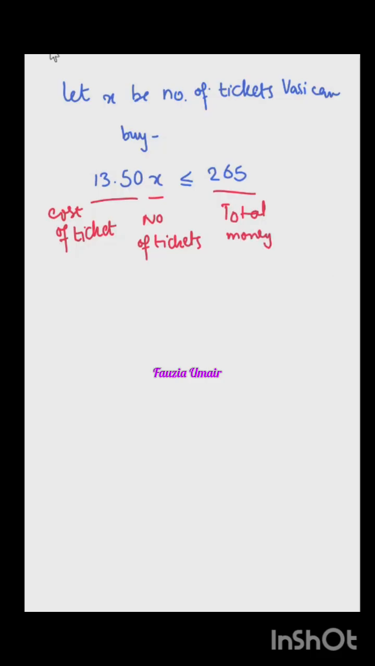So now just look at this. The cost of a ticket multiplied by the number of tickets he can buy should be less than or equal to 265, because that is the money he's having. He cannot go beyond 265. So he can get the tickets within this price. That's why we are using the inequality, less than or equal to. If we multiply these two things, the answer should be less than or equal to 265. Is it making sense?